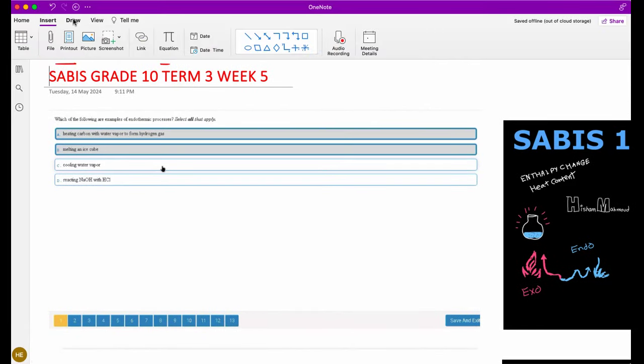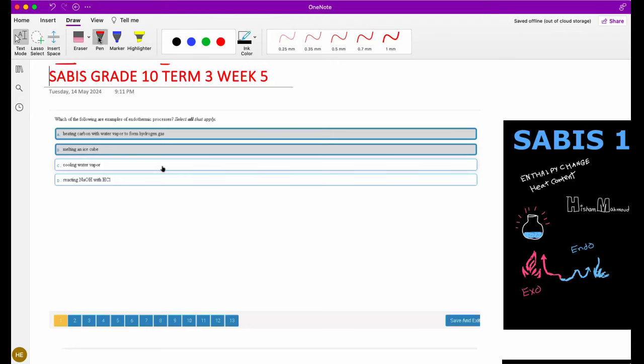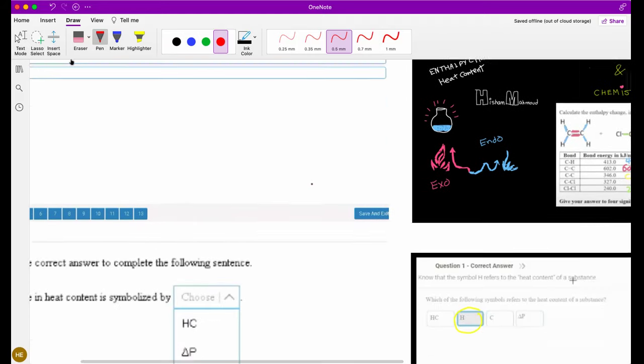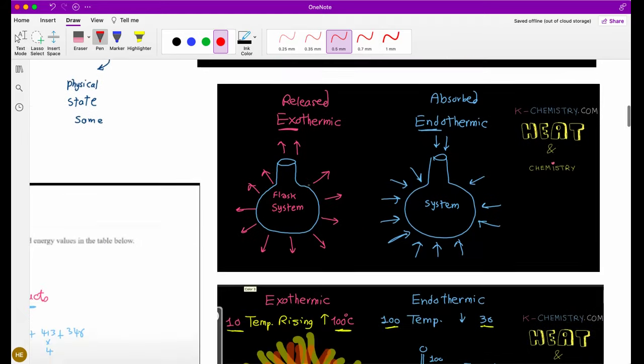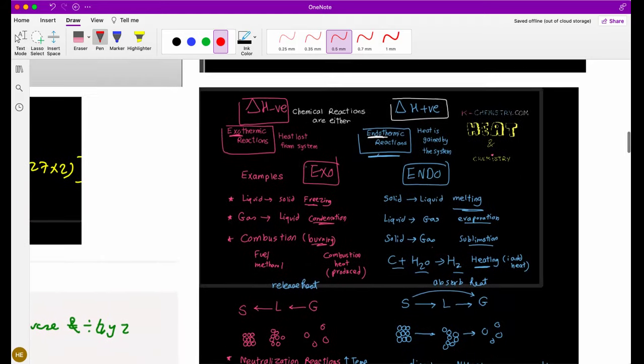We explained last time the difference between endothermic and exothermic. Just memorize the examples: heating carbon with water to form hydrogen gas, and melting an ice cube. If you want, this is a big list which contains all the exothermic and endothermic actions which we might encounter.